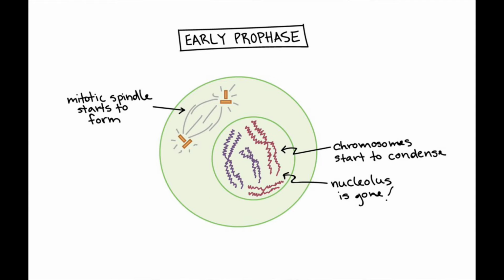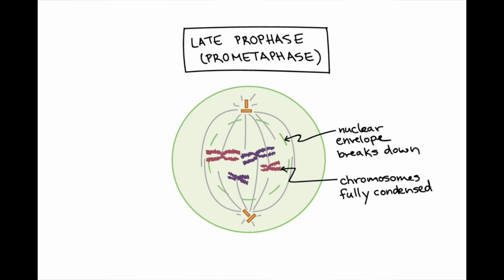In the early prophase, the two centrosomes produced by replication of the original centrosome during S phase of the cell cycle are seen, and in the late prophase, the centrosomes are moving to opposite ends of the nucleus where they form the poles of the spindle.